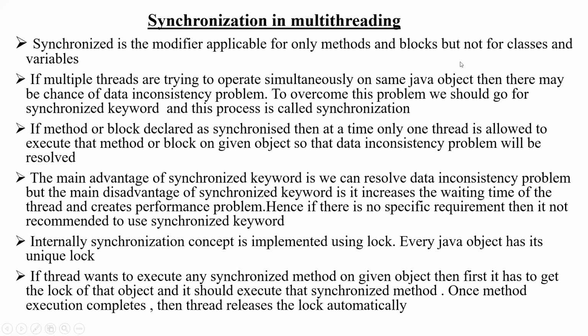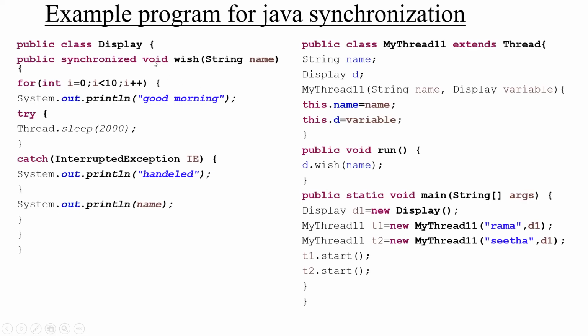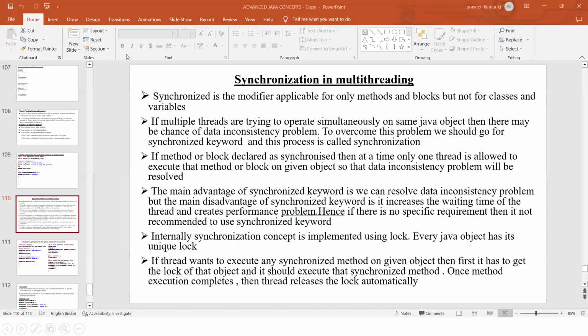On the same Java object, in the sense of the display object, there may be a chance of a data inconsistency problem. Guys, if I don't declare this method as synchronized, definitely T1 and T2 will try to access this wish method present in the display object simultaneously. Then we will get a data inconsistency problem and we don't get a correct output. This is the problem if you don't declare a particular method as synchronized. First we will see the output without synchronized, then we will get to know.